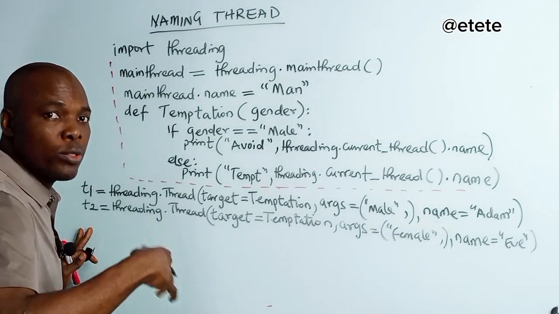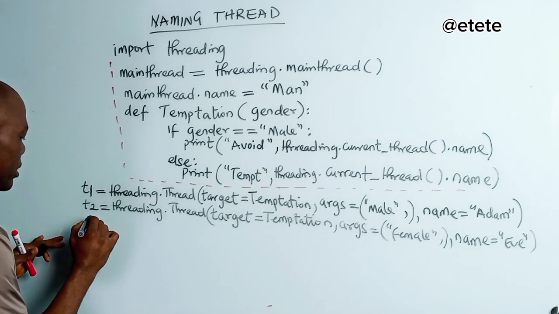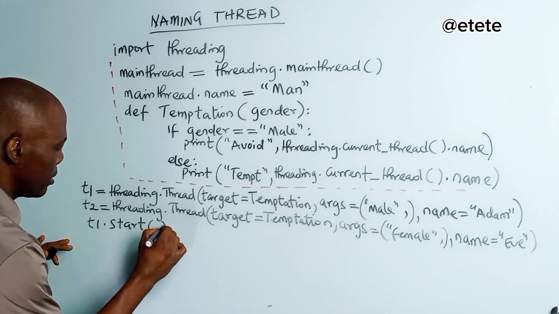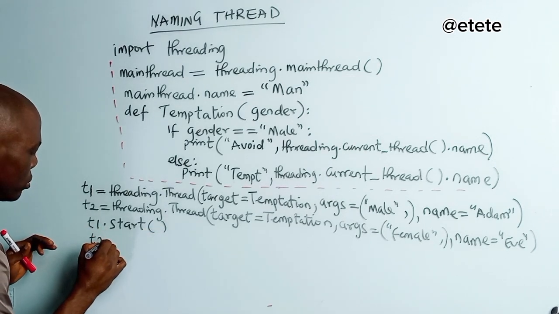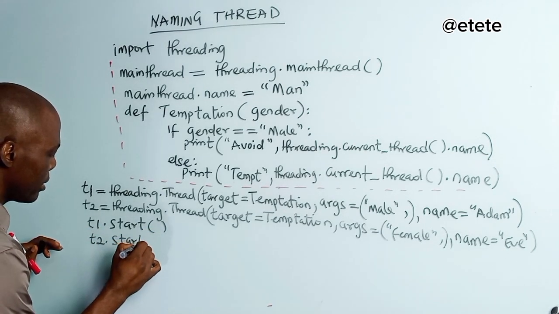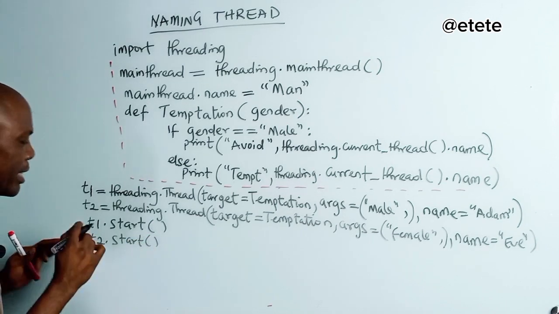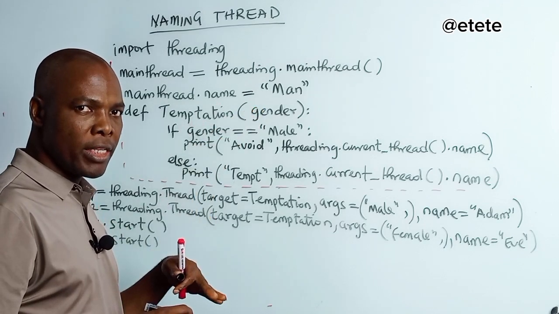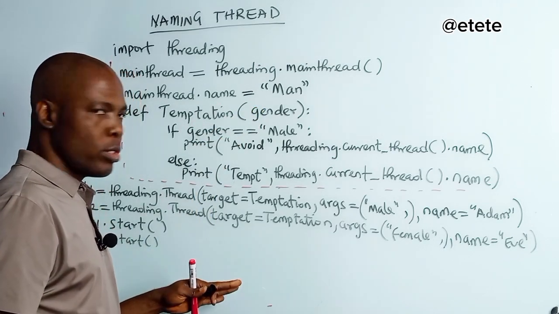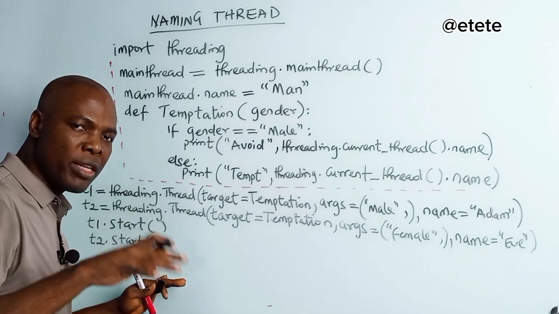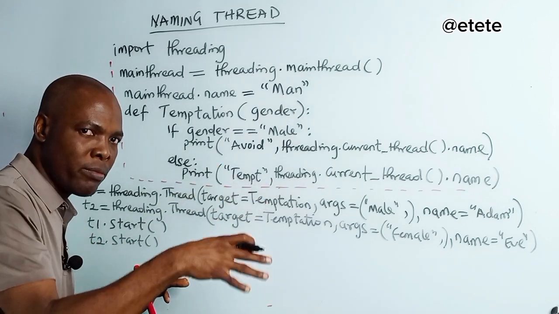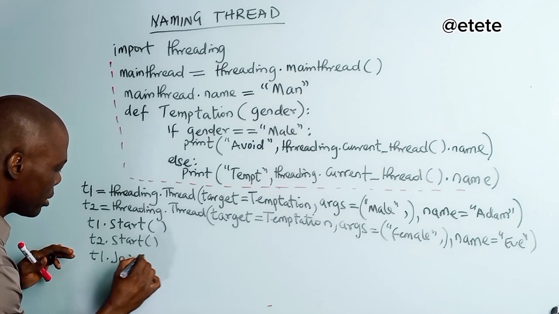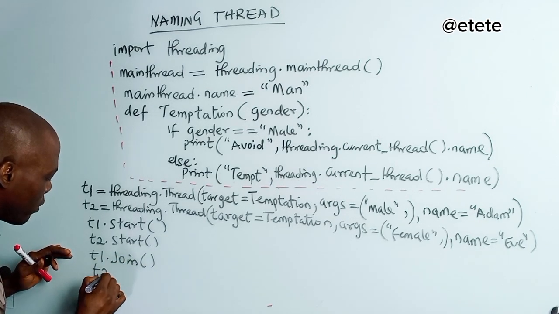The next thing is I want to start the threads. So I will say T1.start. So I'm calling the start method. T2.start. I'm calling the start method. Then I want the two threads to perform their task before the main thread will do the final thing. So for that, the main thread will have to wait for these two threads to perform their task. To achieve that, I will say T1.join. I'll call the join method for both threads.